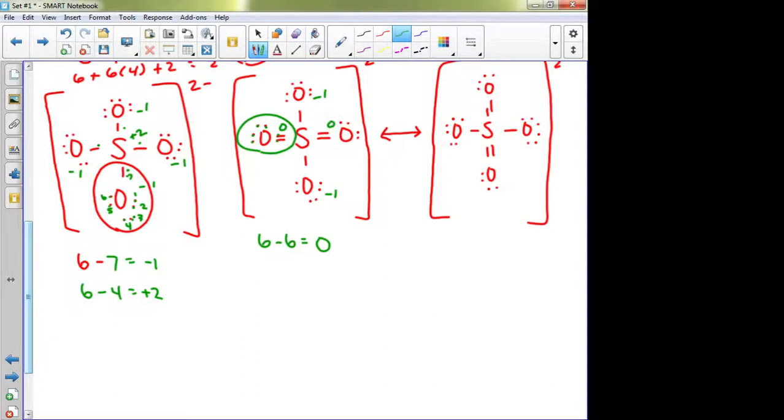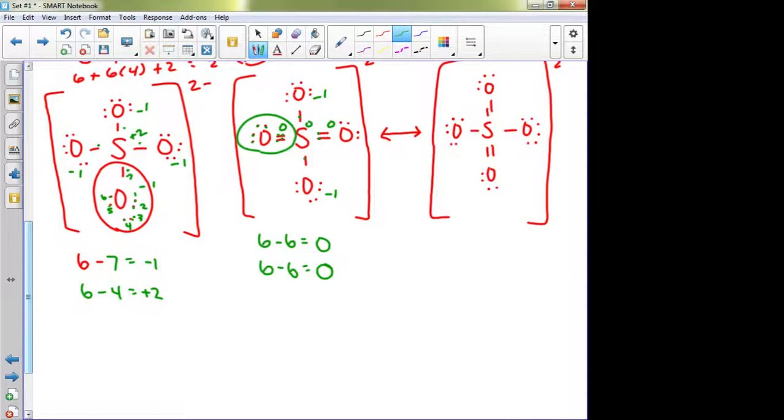So then I look at sulfur and I say, how many valence electrons does sulfur normally have? 6. Minus, does it have any on its own? No. So I just count for 1 of each of the bonds. 1, 2, 3, 4, 5, 6. 6 minus 6 is equal to 0, so the charge is 0 there. So -1 plus -1 is -2.